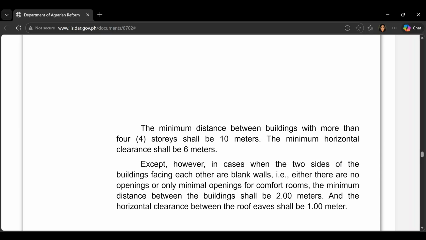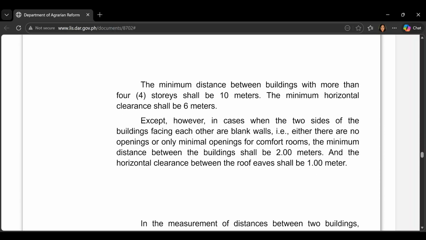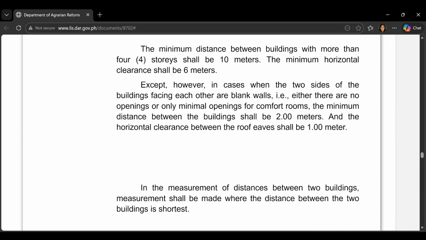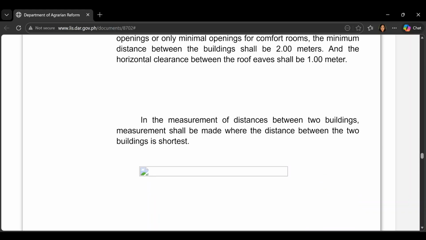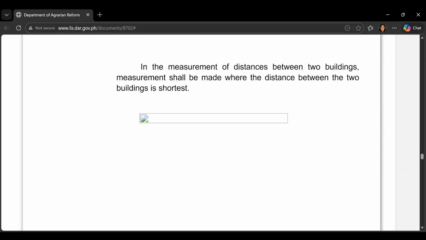The minimum horizontal clearance shall be 6 meters, except, however, in cases when two sides of the buildings facing each other are blank walls, i.e., either there are no openings or only minimal openings for comfort rooms. The minimum distance between the buildings shall be 2 meters, and the horizontal clearance between the roof eaves shall be 1 meter. In the measurement of distances between two buildings, measurement shall be made where the distance between the two buildings is shortest.